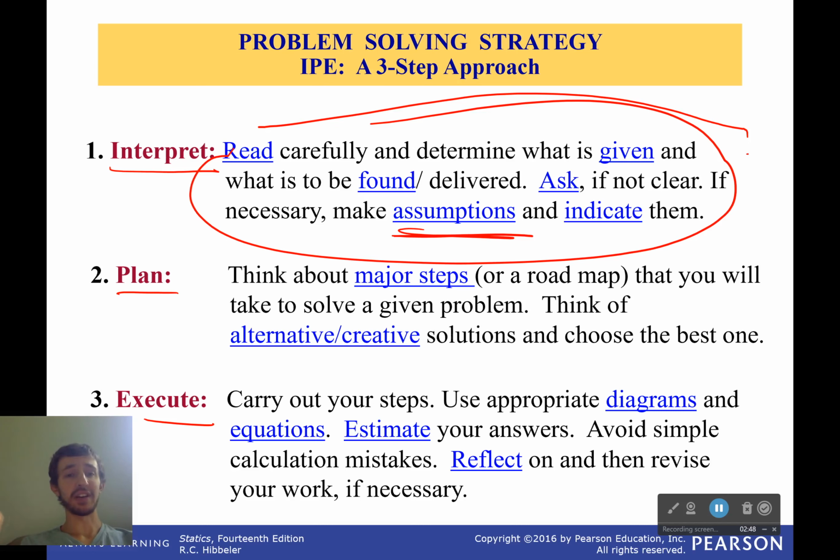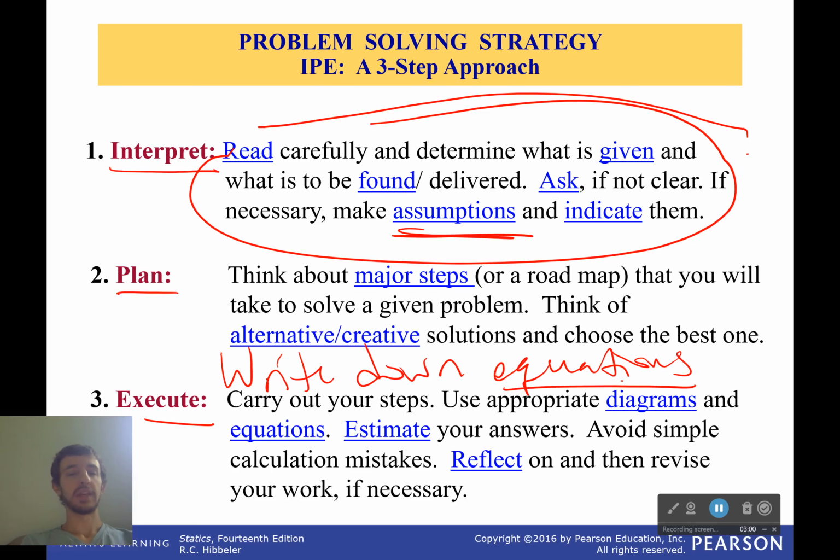Okay, what equations am I going to need? And write them down. Write down your equations. Always write down your equations. It's so incredibly important, because I can give you points for that. I can't give you points if you don't give me equations.